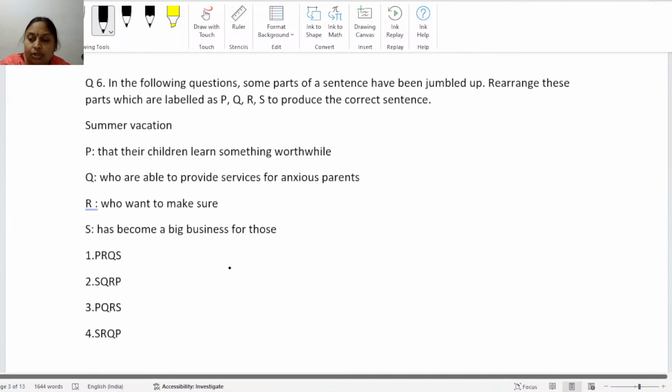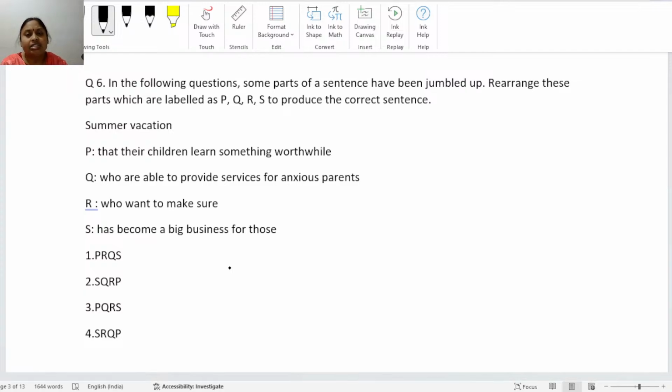So next, 6th question. So here in the following questions, some parts of the sentences have been jumbled up. So rearrange these parts which are labeled as PQRS to produce the correct statement. So now we'll start with this question. So first, P is given, that their children learn something worthwhile. So what is the meaning of worthwhile? Valuable information they are going to know.